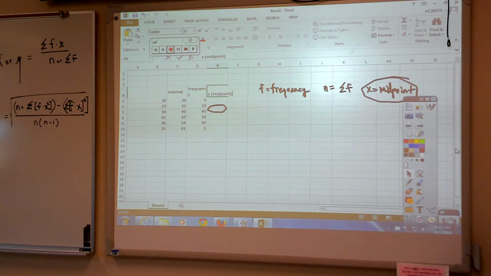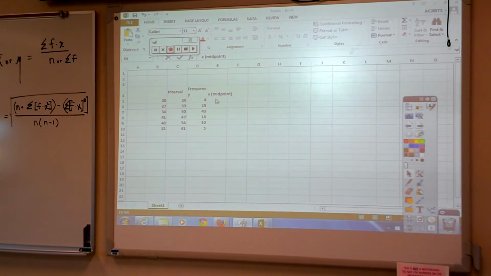So midpoint, how do I find my midpoint? Well, equals, parentheses, and we'll put in a mathematical formula. What am I going to do? I'm going to add this guy plus 26, close parentheses, divided by 2, and then watch this. This is a trick learned in the war. And there's all your midpoint.